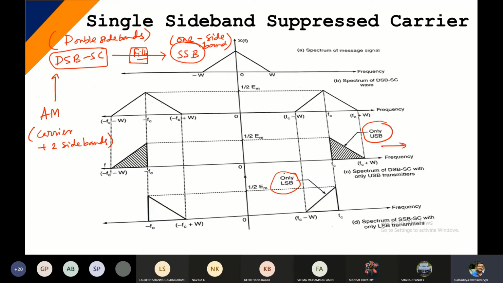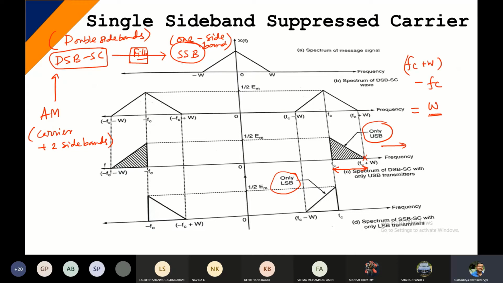By that, what I achieve is that you can observe the bandwidth now. The signal which is transmitted is now FC plus W, and this point is minus FC. So basically the bandwidth is now around W. If W is the bandwidth that we are talking about here, you can observe that there is a bandwidth saving that also is observed.